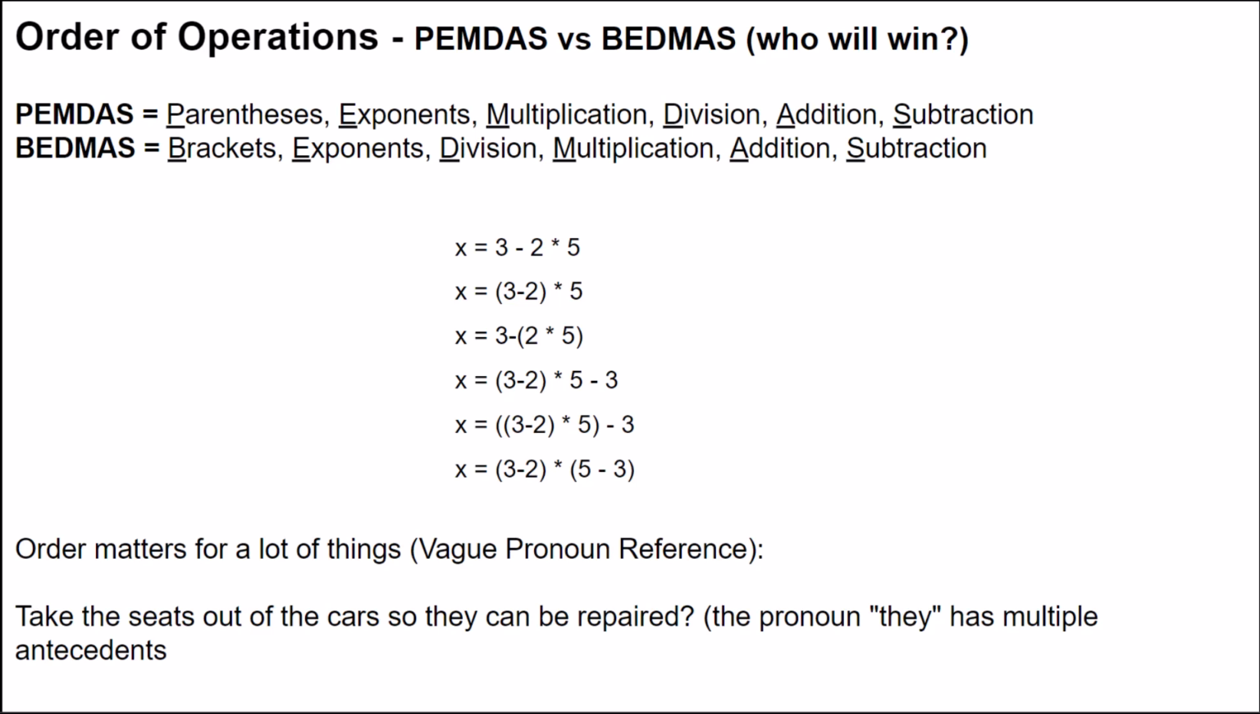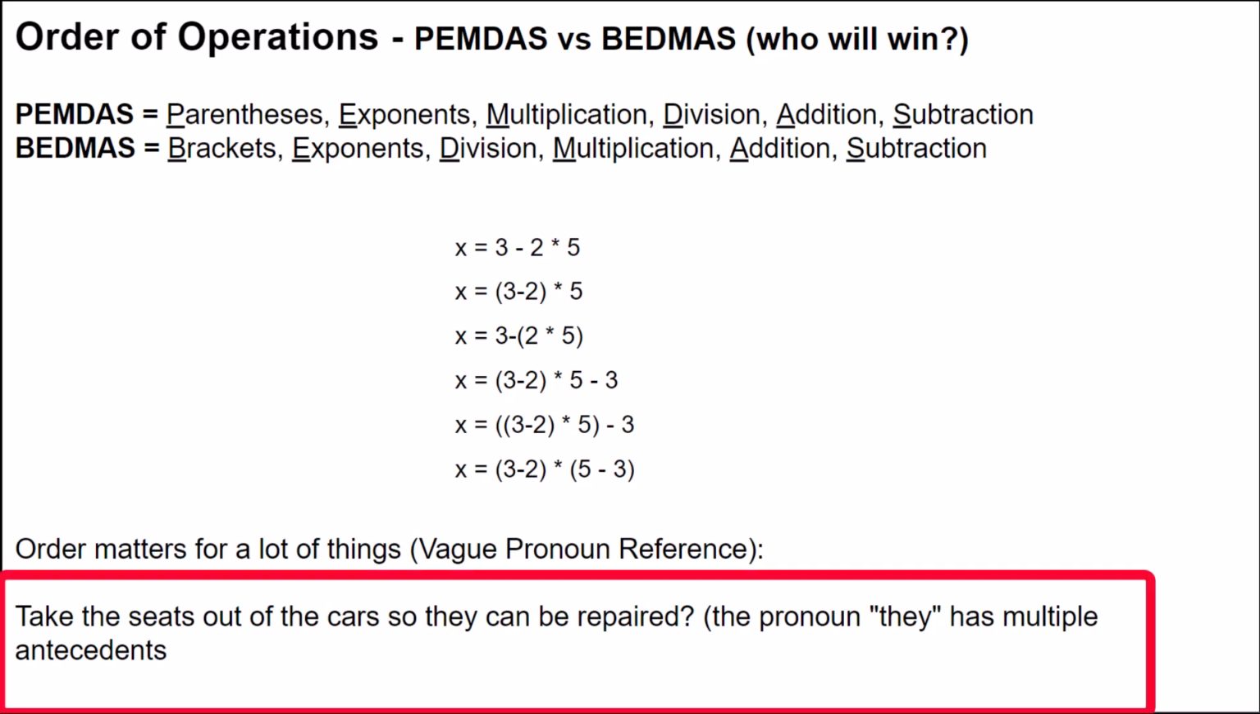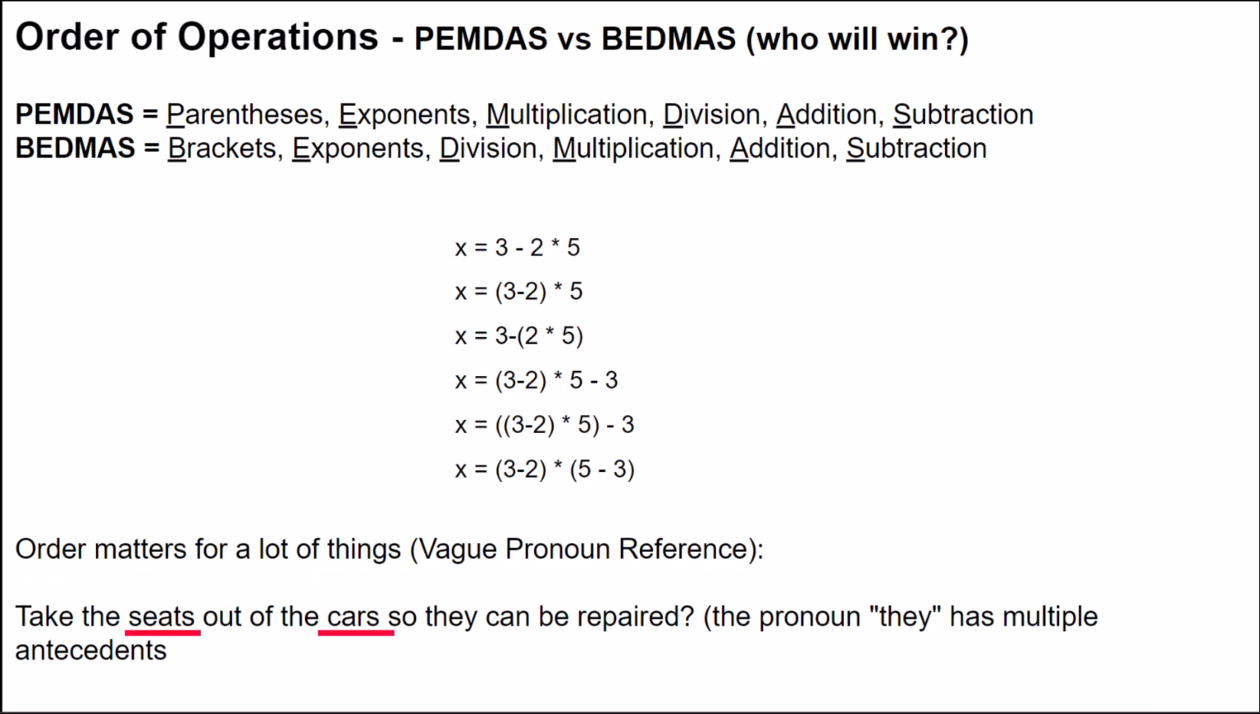A good analog of this would be the English language. There are also rules in the English language to avoid vagaries and make it clear what people are talking about. A good example would be the following. Take the seats out of the cars so they can be repaired. The pronoun here is they, and it has multiple antecedents. So one could ask, are we taking the seats out of the cars so the seats can be repaired, or the cars? Well, most people would state this a little more clearly in the first place, but the rule here is that the pronoun they refers to the noun or subject just before it.